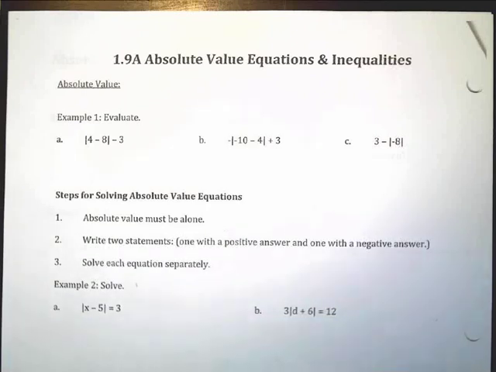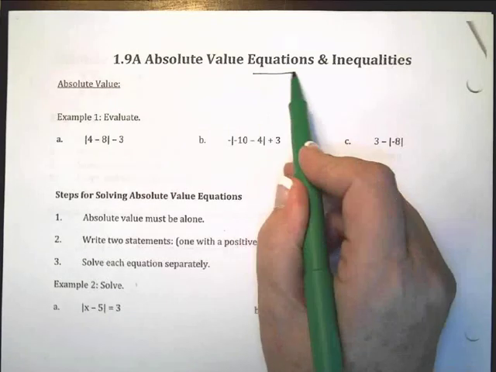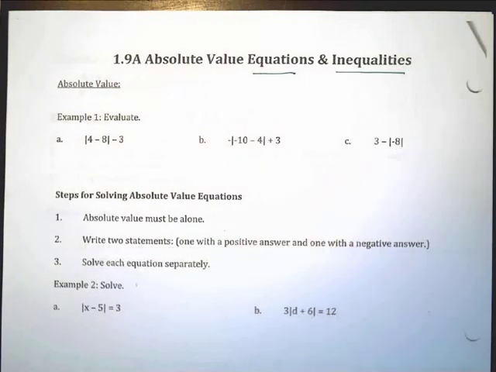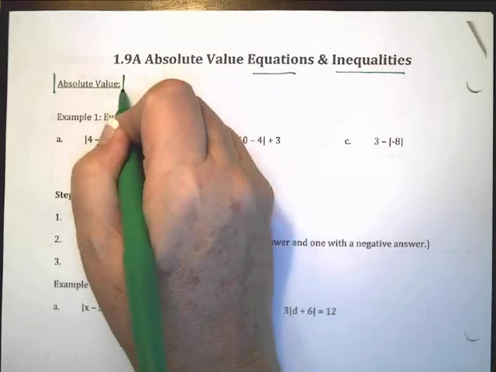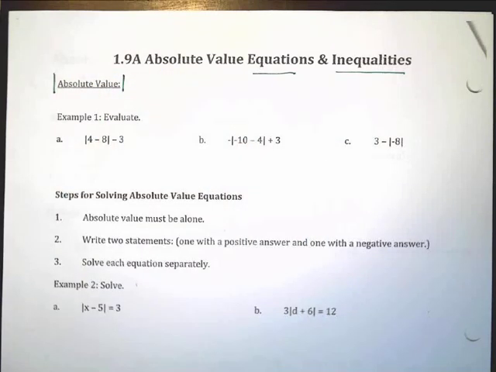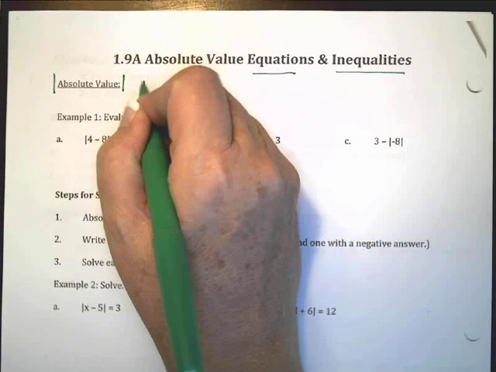So 1.9a, absolute value equations and inequalities. So we're going to start by just reviewing what absolute value is. So remember, the symbol for absolute value would be the vertical bars. And what we're asking when we're asking for the absolute value is, what is the distance from 0?